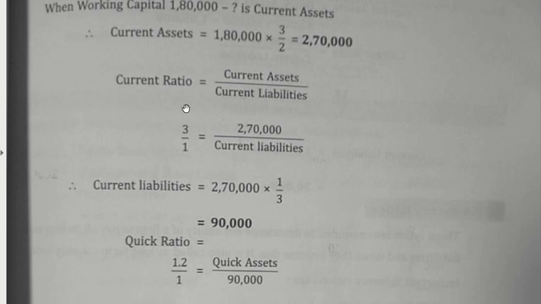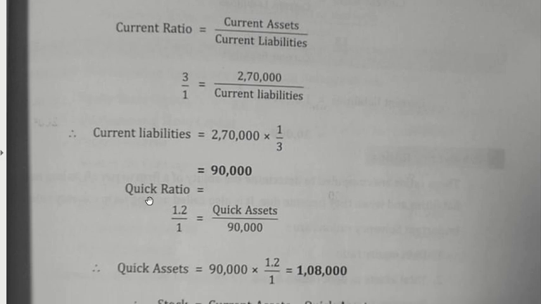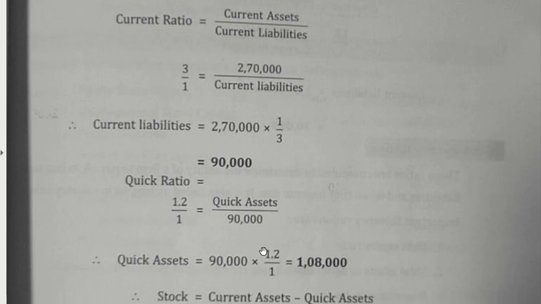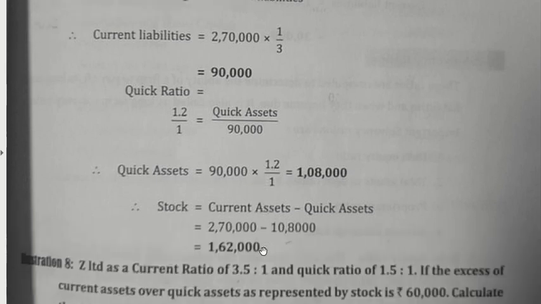So you have your current ratio, you're supposed to find out your current liabilities, and you have your current assets. So cross multiply, you get your current liabilities to be 90,000 with the help of formula. Now we are supposed to find out your quick assets, which they have asked us to find out in the question. They have given quick ratio. We do not have quick assets, but we have current liabilities. So use your quick ratio formula. Quick ratio is equal to quick assets divided by current liabilities. 1.2 divided by 1 is equal to quick assets divided by 90,000.